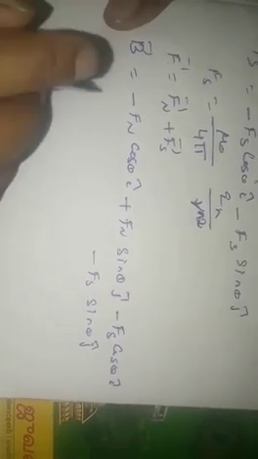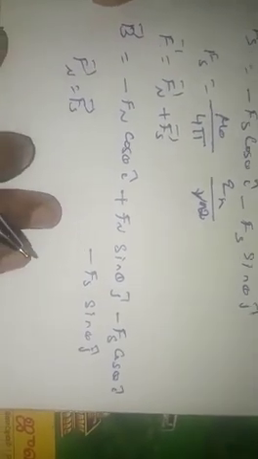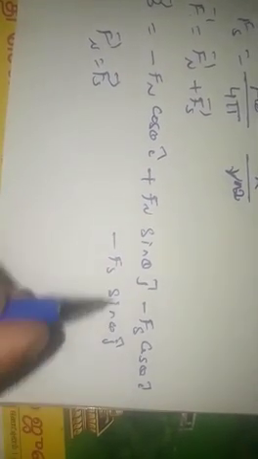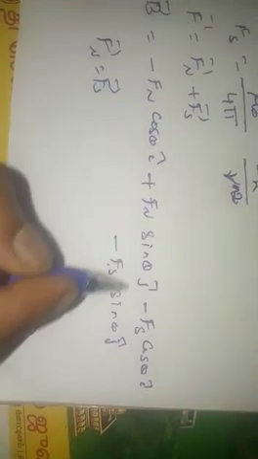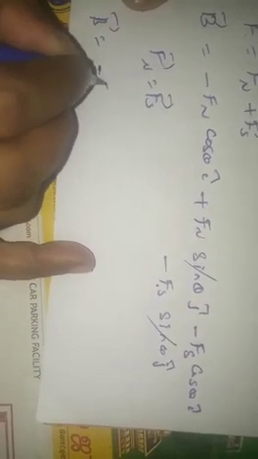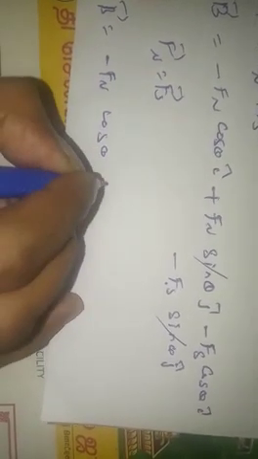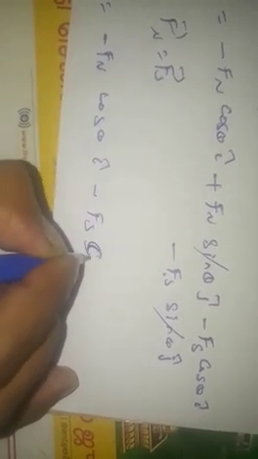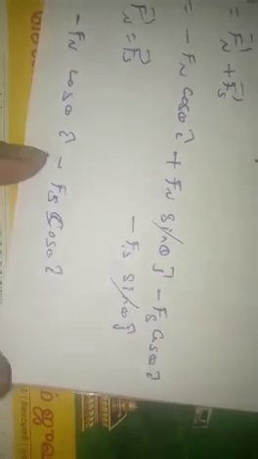Here the force will be equal. What force? Fn and Fs force will be equal. Which term will be neglected? Since these two forces are equal, the sin theta j cap terms will be neglected. So we can write B vector is equal to minus Fn cos theta I cap minus Fs cos theta I cap.